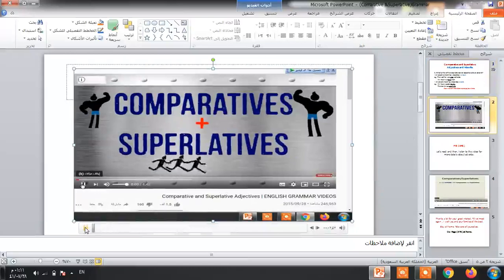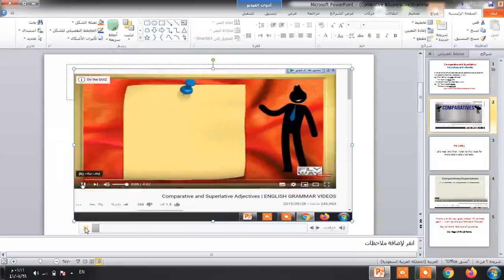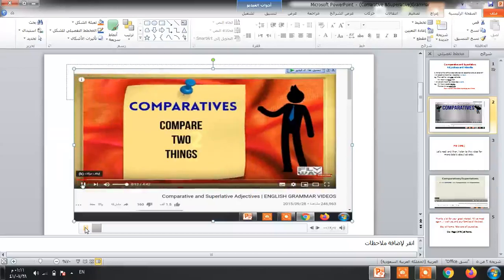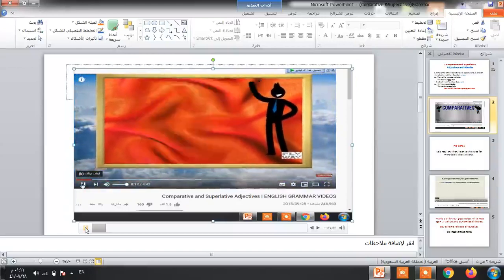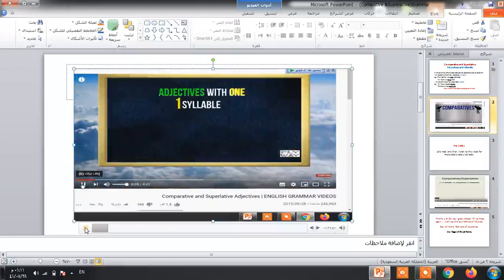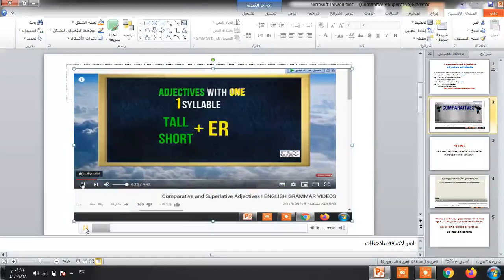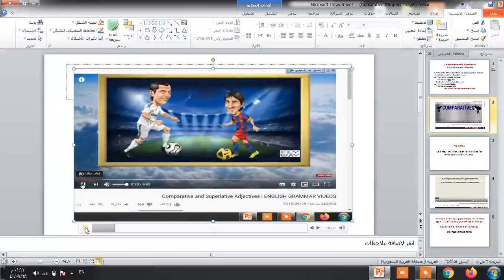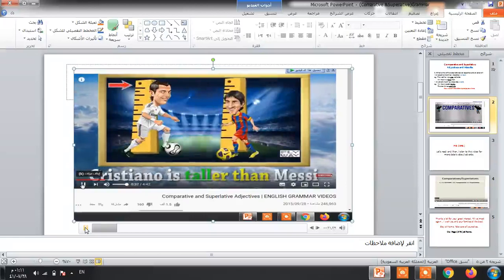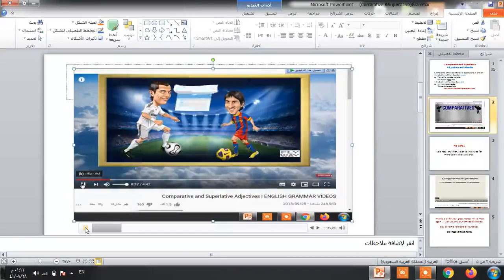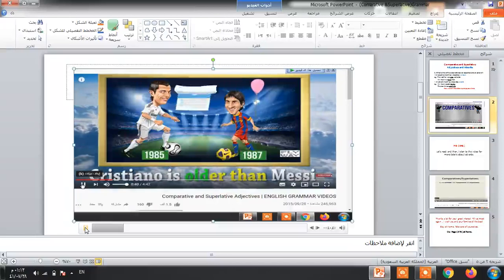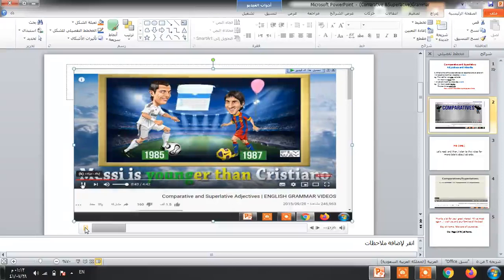Comparatives and superlatives. Comparatives compare two things. Cristiano is taller than Messi. Messi is shorter than Cristiano. Cristiano is older than Messi. Messi is younger than Cristiano.